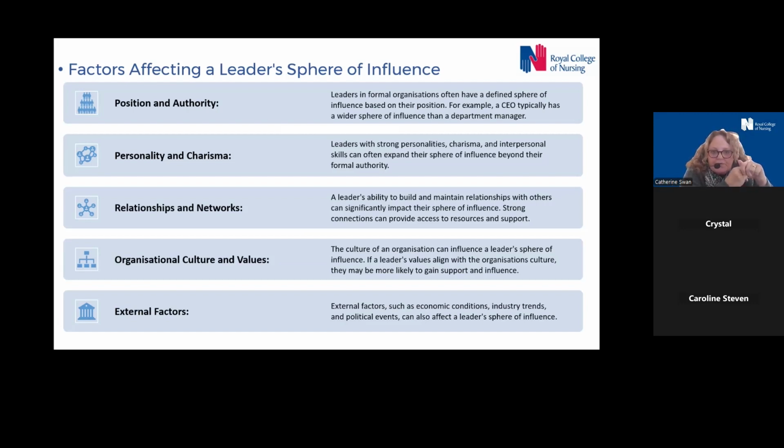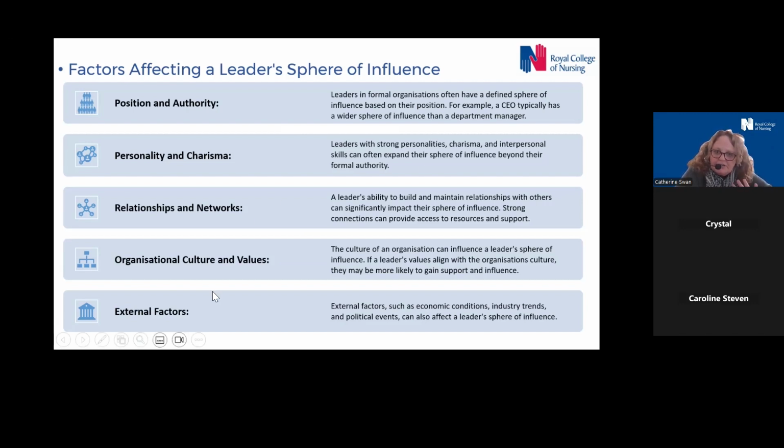Strong connections can provide access to resources and support. Again, when you're demonstrating value and you're doing projects, whether it's on this course or something at work, it's very important that you access and get support from the right people. So these networks are very, very important.